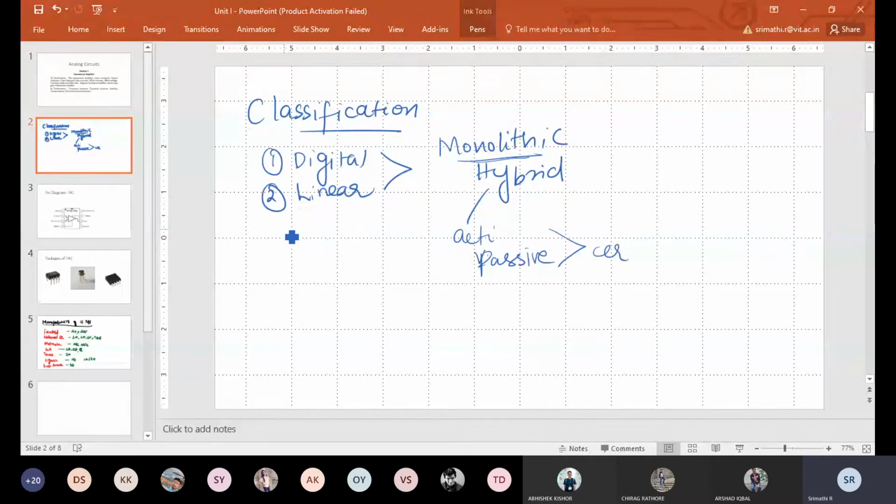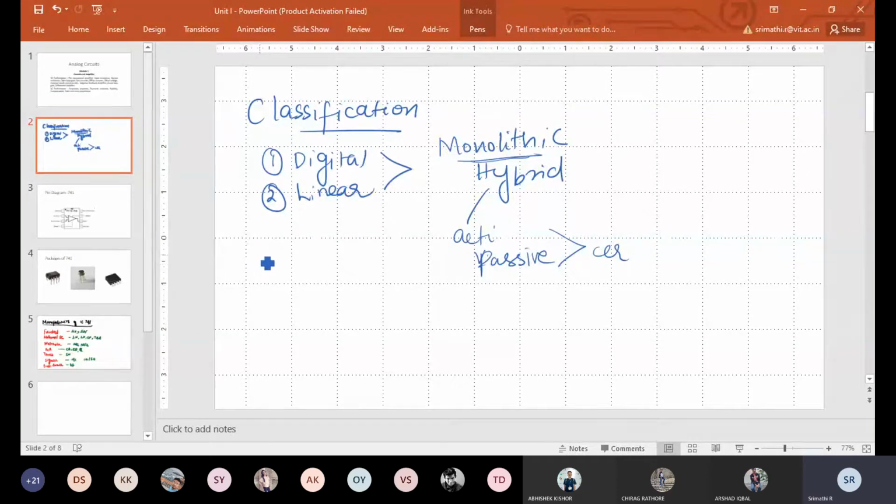So based on this technology, they are developing the digital IC or analog IC. Based on the chip size and the circuit complexity, these ICs are classified into small scale integrated circuit, medium scale integrated circuit, large scale integrated circuit, very large scale integrated circuit, ultra large scale integrated circuit, and giant scale integrated circuit.